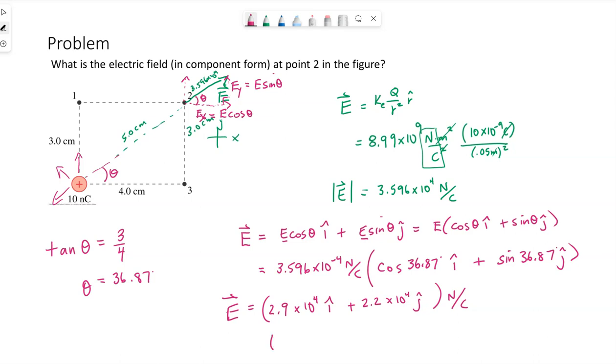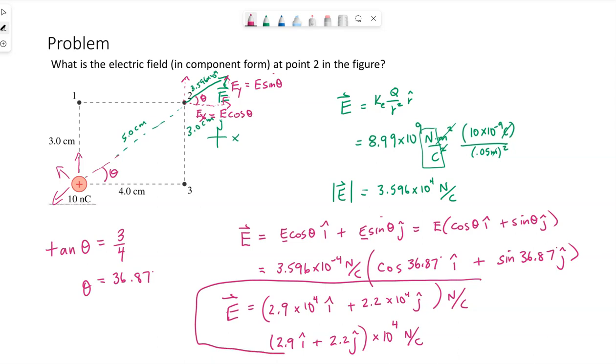If we wanted, which we don't need to, but we could factor out the 10 to the 4, since they both have that. We could also use a prefix and write it in terms of kilonewtons per coulomb if we wanted. Either way, this is the electric field at point 2 in terms of its components. We call this also vector notation.